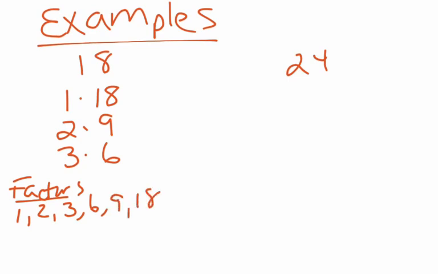So for those of you that are writing this down, I know sometimes I write a little fast. I took the 18 and I broke it down into its factors, into the factor pairs: 1, 2, 3, 6, 9, and 18. Now I'm going to do the same thing with the 24. I could have 1 times 24, 2 times 12, 3 times 8, and 4 times 6.